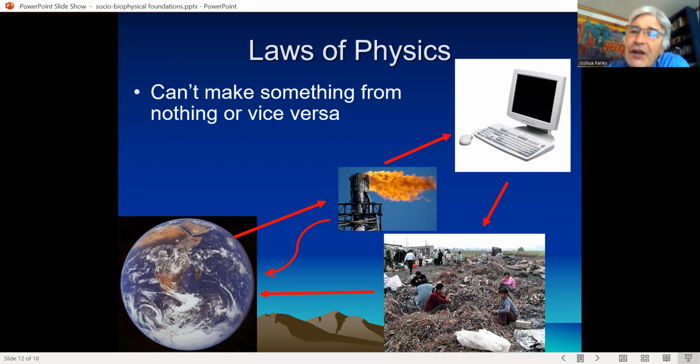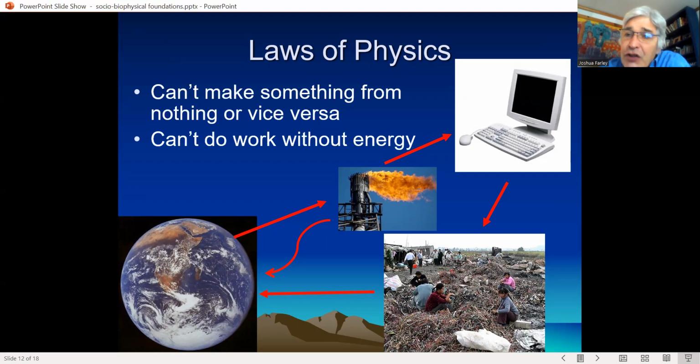Everything we make eventually breaks down, wears out, falls apart, and returns to our environment as waste. It's also important that we can't do work without energy. This is definitional, it's tautological, that it takes energy to transform any raw materials from nature into economic products. Economies don't produce things, really. They transform things, and that transformation requires energy.